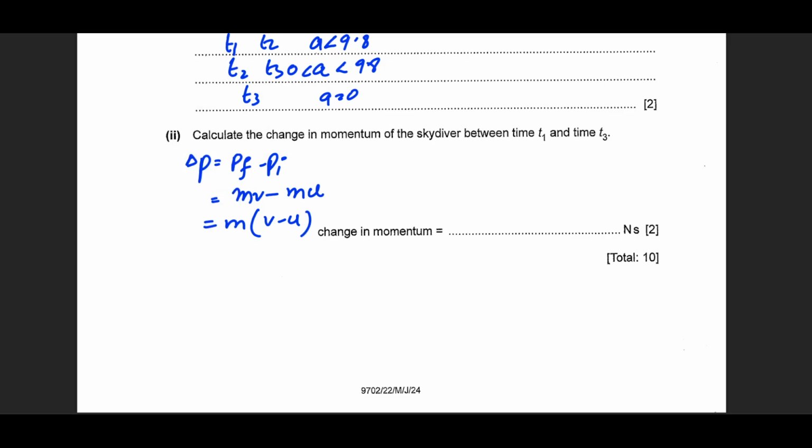Now the final speed is 5.7. So in place of mass, we have 68. The final speed is 5.7. The initial speed at which it was falling, or terminal velocity, was 39. So after multiplying this, you get minus 2264 newton seconds. So this becomes negative 2300 newton seconds.